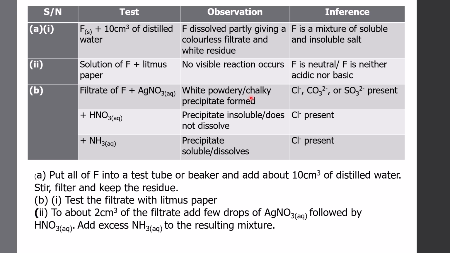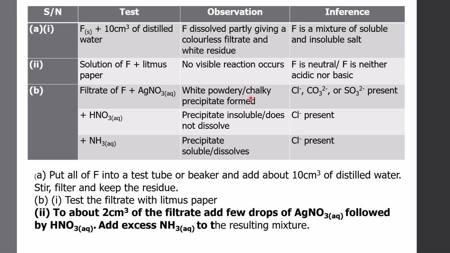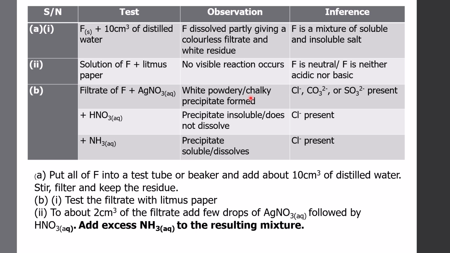The next is to take about 2 cm³ of the filtrate, add a few drops of silver nitrate, followed by nitric acid, and then ammonia. If we add silver nitrate, we observe a white powdery or chalky precipitate. So you can write white powdery precipitate formed or white chalky precipitate formed.